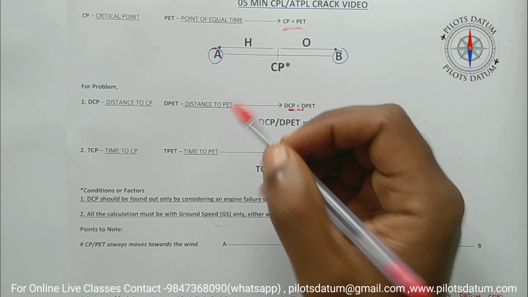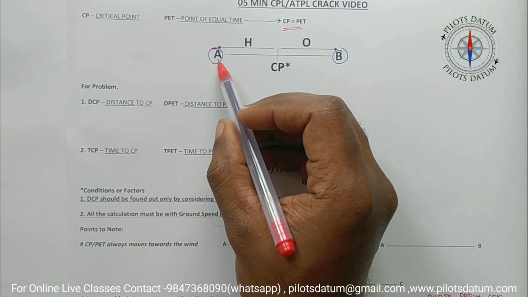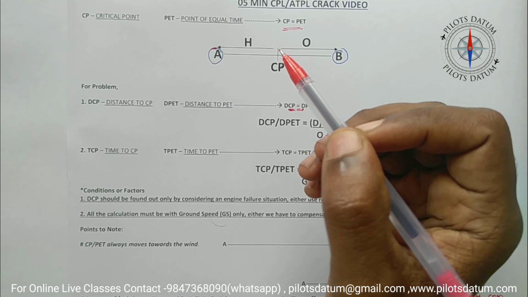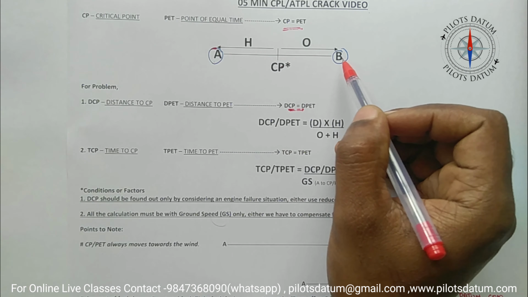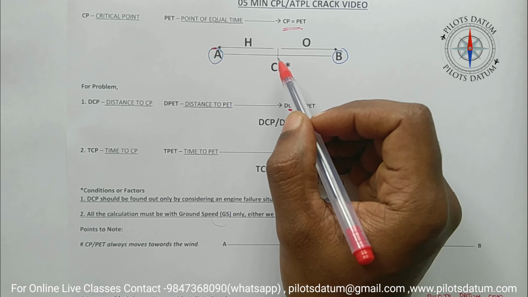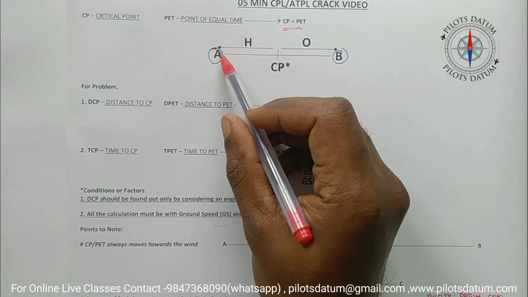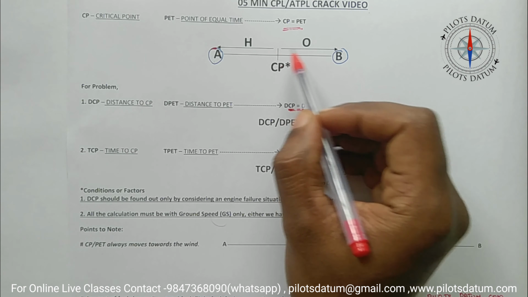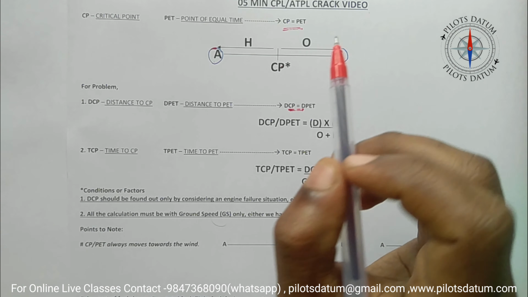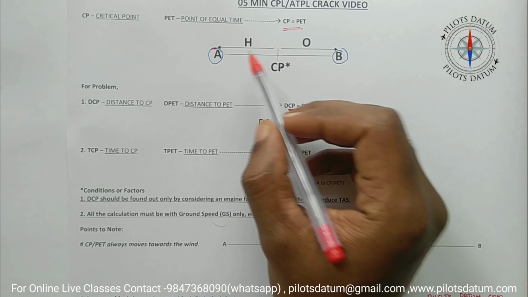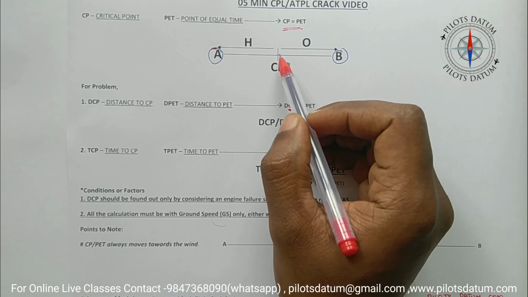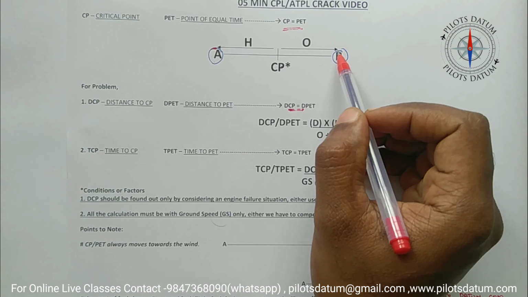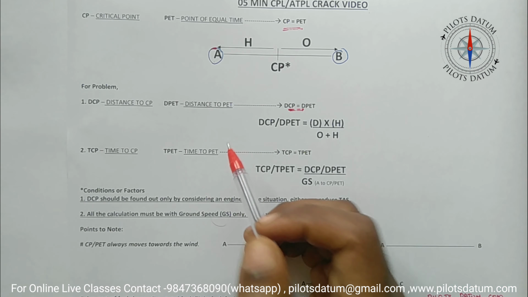Now let's define what CP is. Consider an aircraft traveling from point A to point B. CP is defined as that point between A and B from where it will take equal time to come back to the point of origin, and the same equal time to continue its flight to the point of destination. So simply, CP is a point between A and B from where it will take equal time to go back to the point of origin and to continue to its destination. That's simply what CP means.